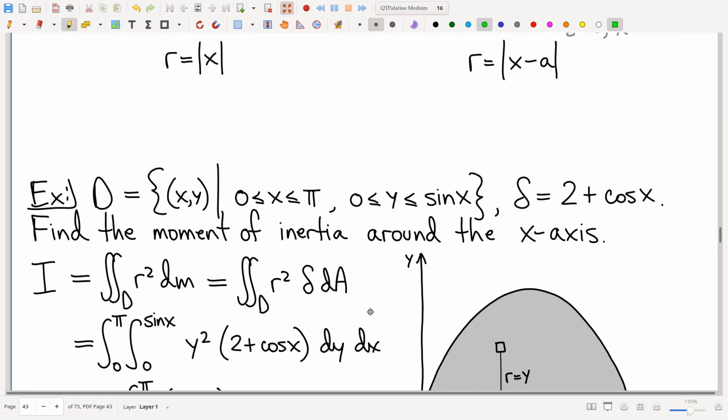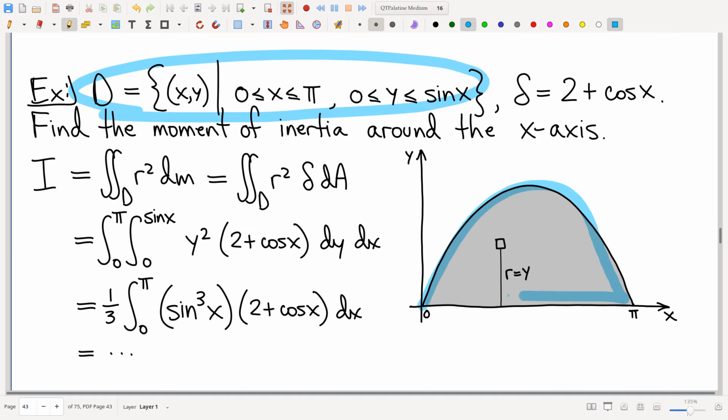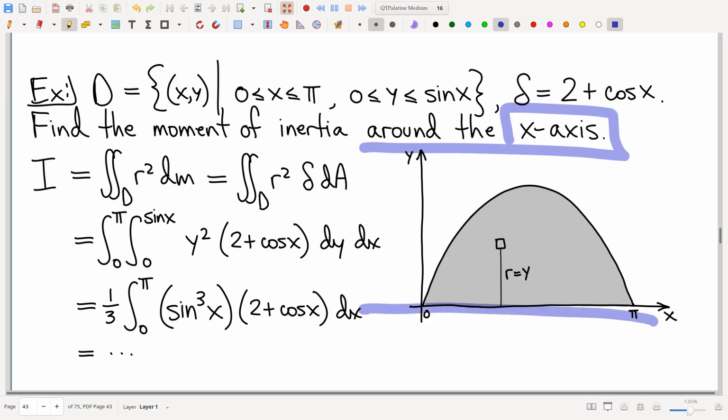So, for example, let's look at this example here. Here's our region. Mass is distributed, you'll notice, in a non-constant way, so the mass is not distributed the same everywhere. It's more dense on the sides and less dense in the middle. Okay, if we were rotating around the x-axis, and you could imagine this thing is rotating around the x-axis, how will we compute that moment of inertia?